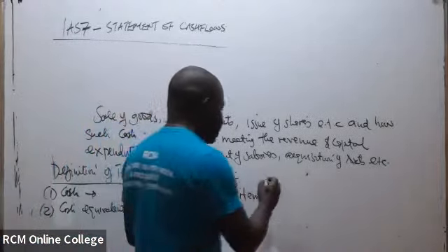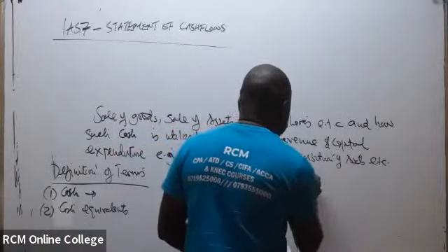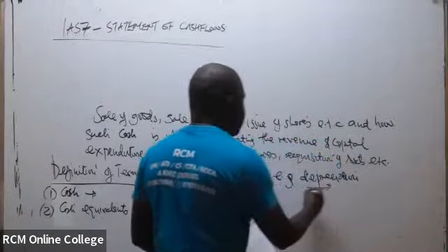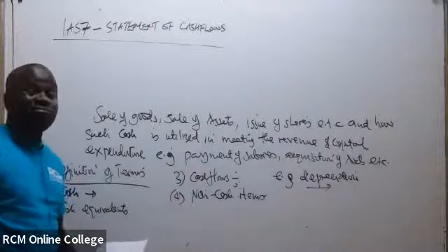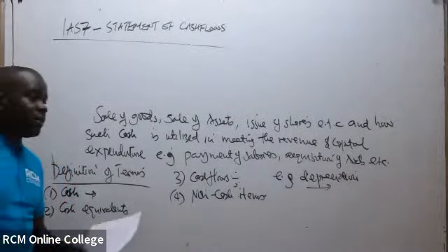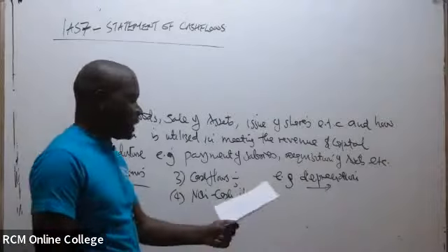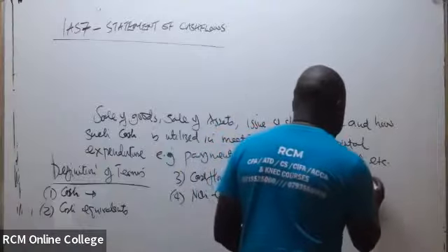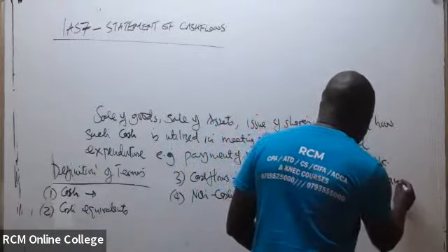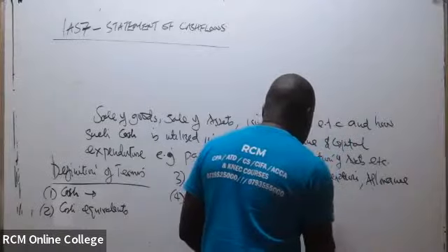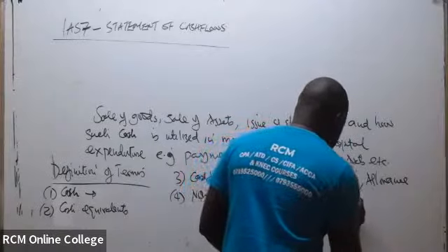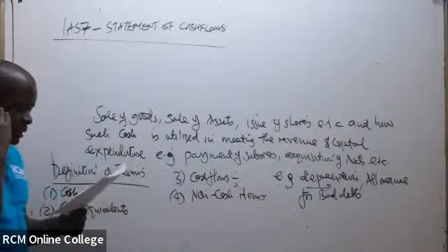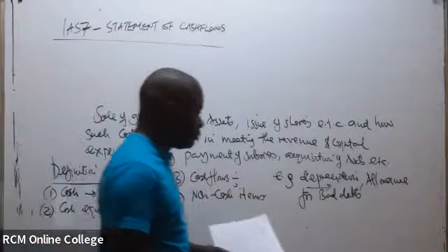For example, depreciation. You normally recognize it as an expense, but ideally, there's no money that has gone out of the business. It's just the loss of value of an asset, but you haven't paid any money out. So it's a non-cash item. Depreciation and allowance for bad debts don't involve cash having to go out. So they are non-cash items.